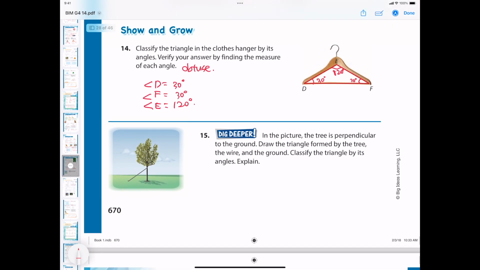Now number 15. In the picture, the tree is perpendicular to the ground. Let's see. Okay. Draw the triangle formed by the tree, the wire, and the ground. Classify the triangle by its angles. So this is what they say, perpendicular. So the answer is what? Right triangle. And explain. Because it says perpendicular, which means right angle.